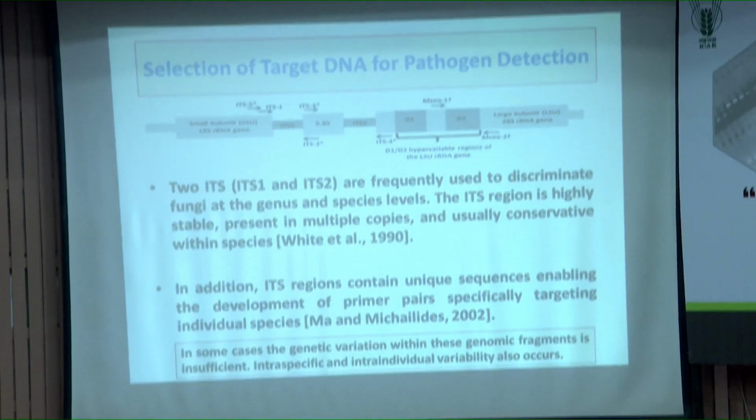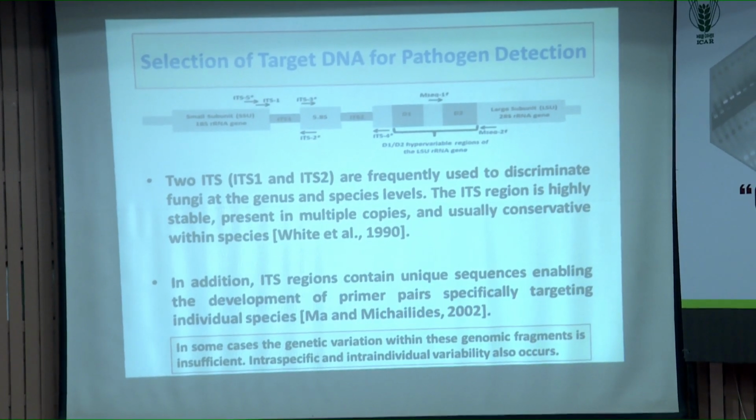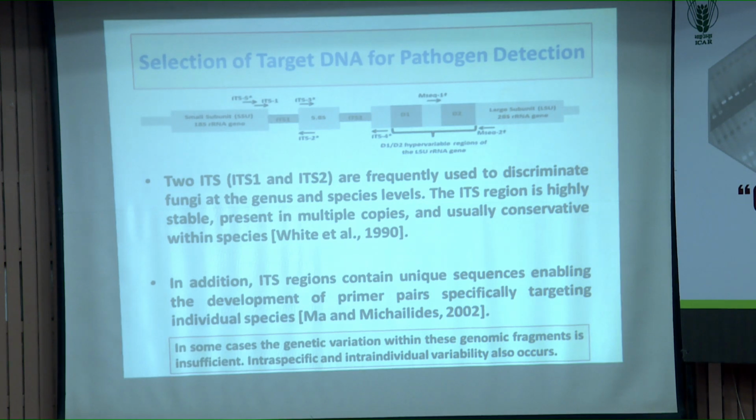I told you about the selection of genes; we can select conserved as well as specific types of genes. The ITS region, ITS1 and ITS2, has been used for development of molecular diagnostics for many fungal pathogens. In some cases, the genetic variation within this genomic fragment is insufficient. As I told you earlier with Fusarium fusiculae, we are getting the same hits, 100% identification, 100% query coverage. So ITS is not suitable for the development of a marker for that particular pathogen. Intraspecific and intra-individual variability also occurs in this region.